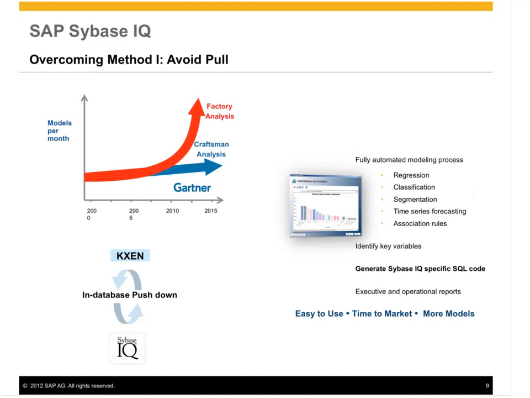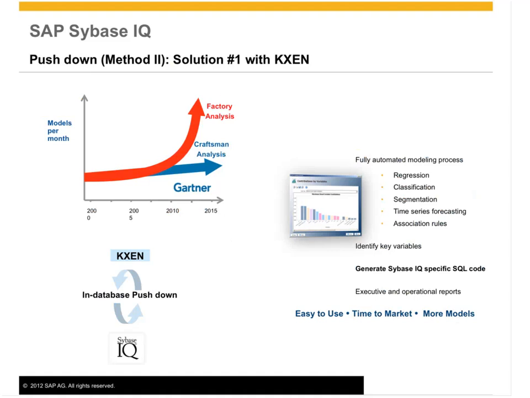So first is method 2, in which you completely push down these capabilities into the database. The idea here is one technique we have worked with is a vendor called KXCN. They're quite popular out there.